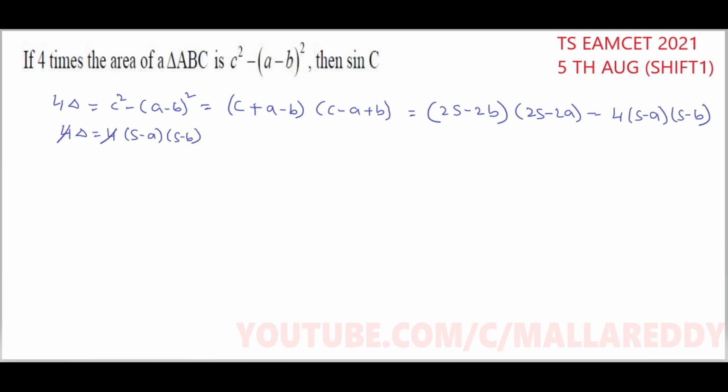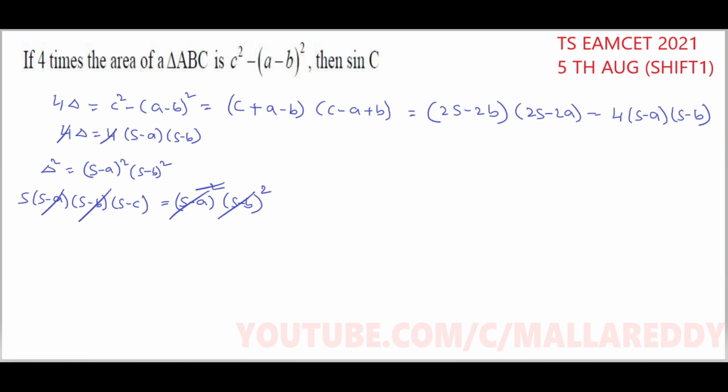Here 4 cancelled. Squaring on both sides, that is delta square is equal to s minus a whole square into s minus b whole square. Delta square is, that is s into s minus a into s minus b into s minus c. That is equal to s minus a into s minus b. Here s minus a, this is whole square, this is whole square. So here is square, this s minus b cancelled. So from this 1 is equal to s minus a into s minus b by s into s minus c.